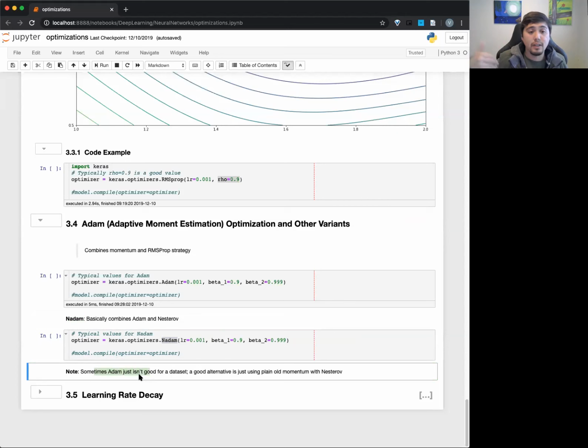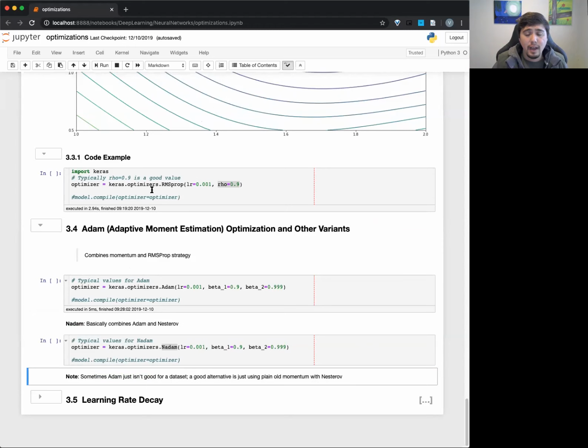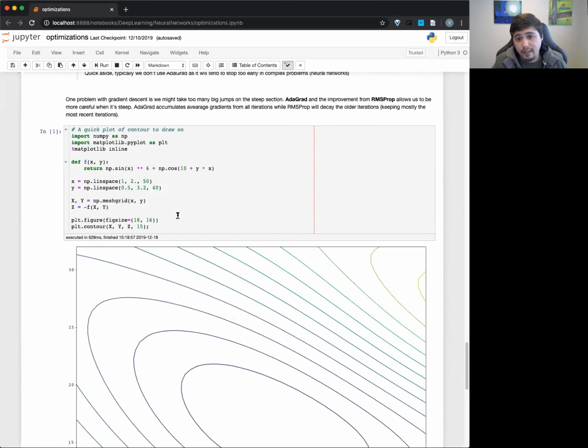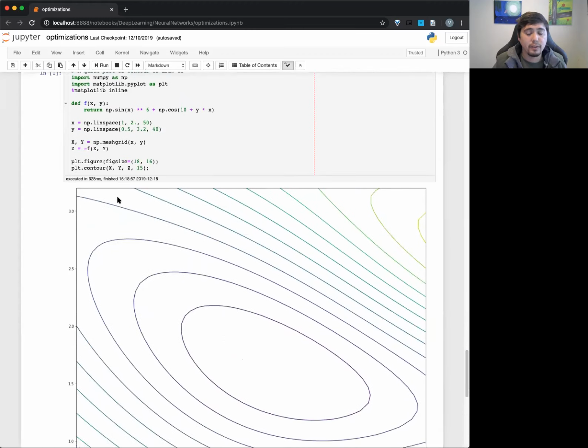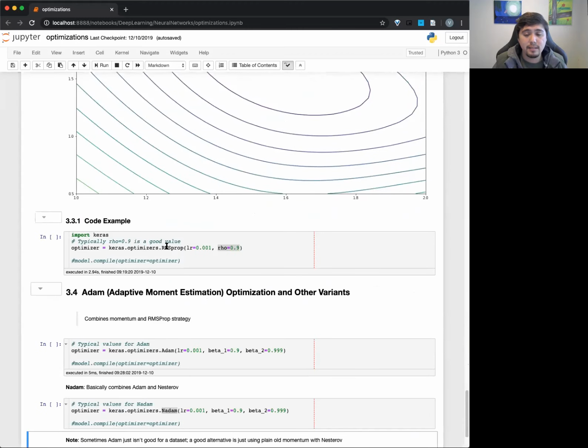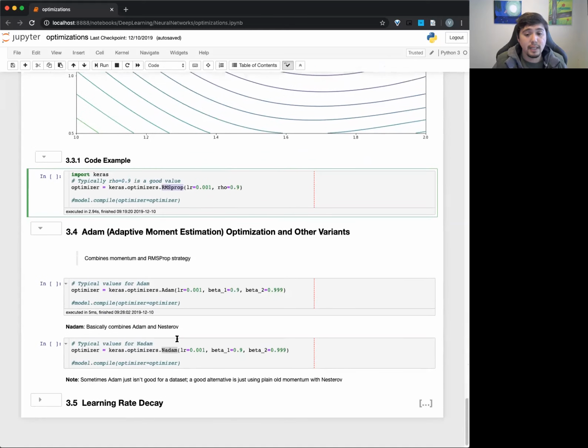Note that, like I said, sometimes Adam just isn't good for a given data set. That's when you can start using other alternatives. A good go-to is using momentum with Nesterov. You could try using RMSprop. Adagrad is pretty much not used at all anymore. It just doesn't do well for complex data sets. RMSprop you might still see every now and again, but in general you'll see Adam or basically just momentum.